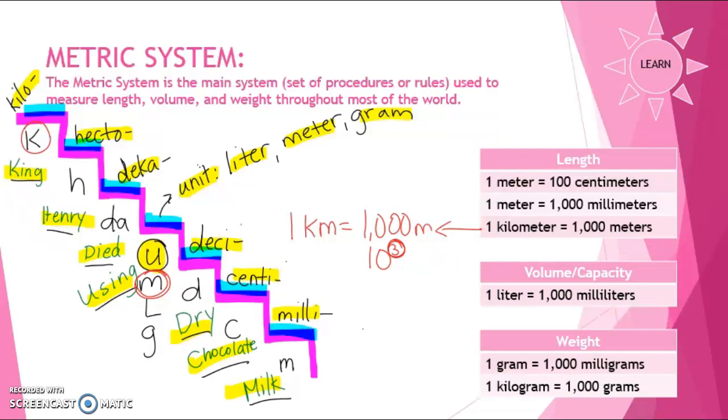Now, what you need to know is that each one of these steps is a power of 10. So, for example, here we have that 1 kilometer equals 1,000 meters. That means that 1 kilometer is 10 to the third power meters. And if you notice, we can jump 3 steps: 1, 2, 3. Does that make sense? So 1 kilometer is 10 to the third power meters. It'll make more sense as we start converting.